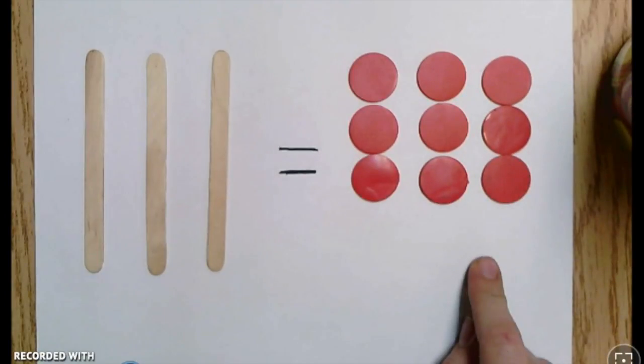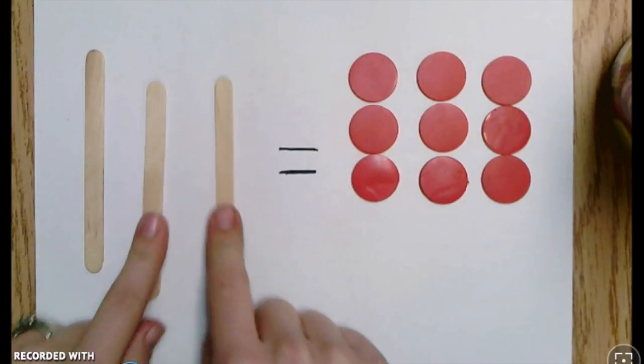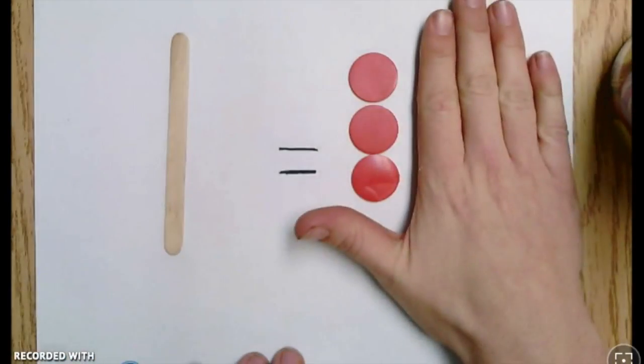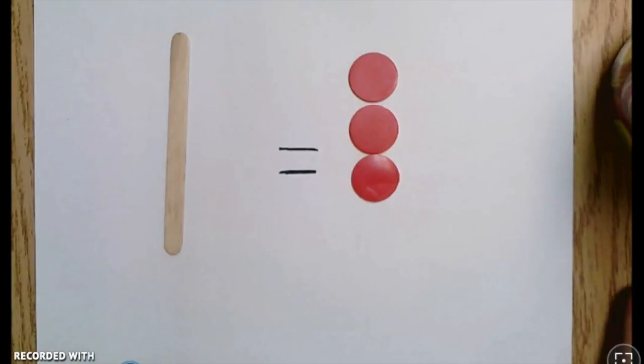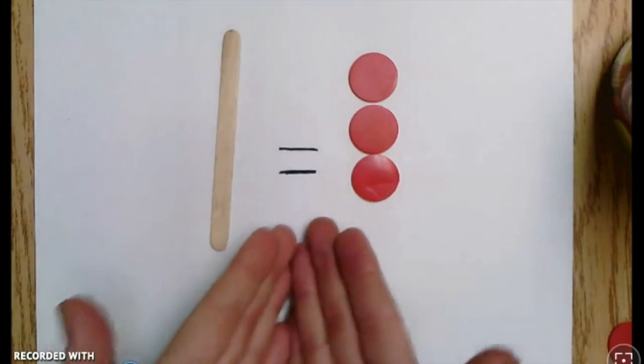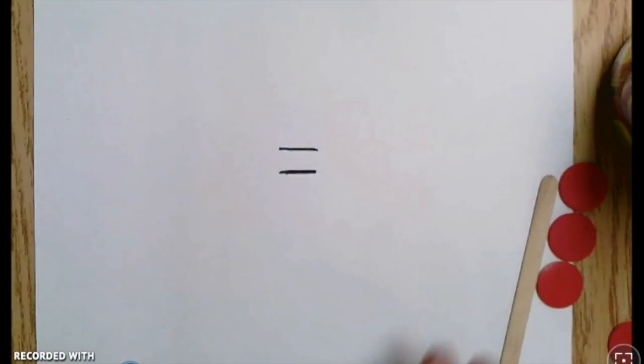And now that I've divided them, I'm going to take away all but one group. So I took away 2 whole groups here, which means I'm going to take away 2 whole groups there. And now that I have x all by itself, I know that x equals -3. Let's look at one more.